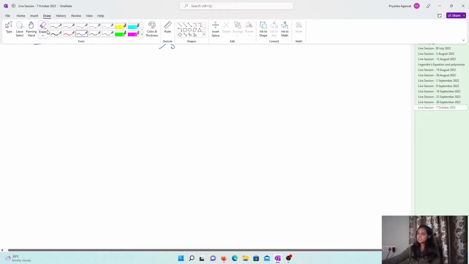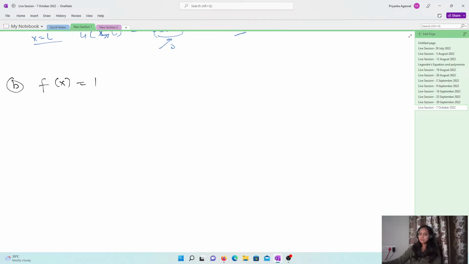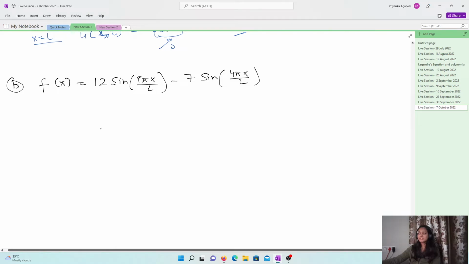Now for this only, let's consider another case where your f of x is 12 sin n pi x over L minus 7 sin 4 pi x over L. Okay. So let's consider that this is the case. Now f of x is this. This looks much more complicated than the previous case, right? It has a second term also.